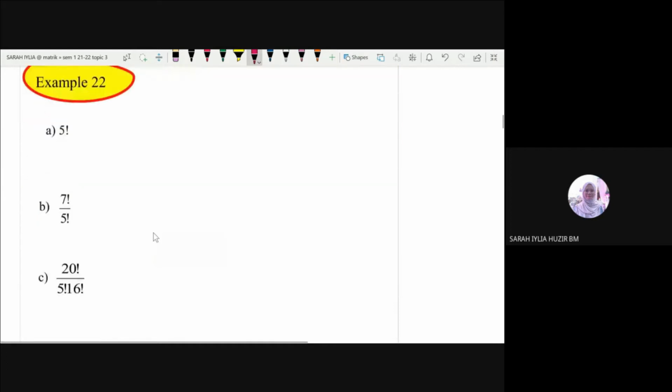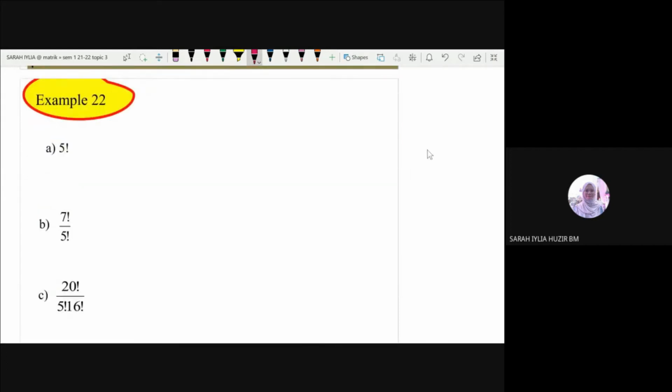Okay. Kita terus masuk example. Example 22. Soalan pun tak ada pula kat sini. How to simplify this factorial. Okay. First one, we have 5 factorial. So, kalau guna calculator, awak tekan memang terus keluarlah jawapan. So, tapi saya nak buka lah satu-satu. How to simplify this. So, 5 factorial is basically 5 times 4 times 3 times 2 times 1. Itu cara kita buka dia. Okay. Altogether, this would be equal to 120. Ini tak ada masalah.